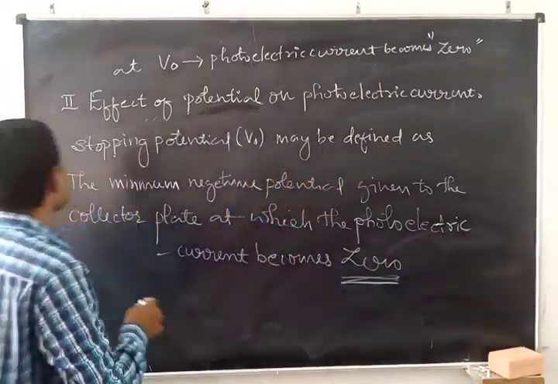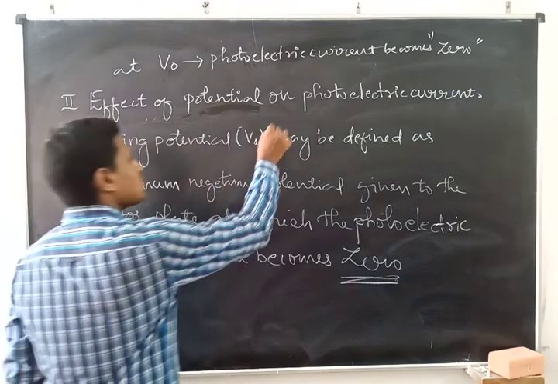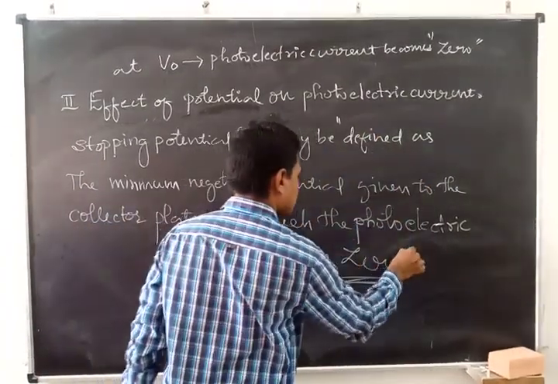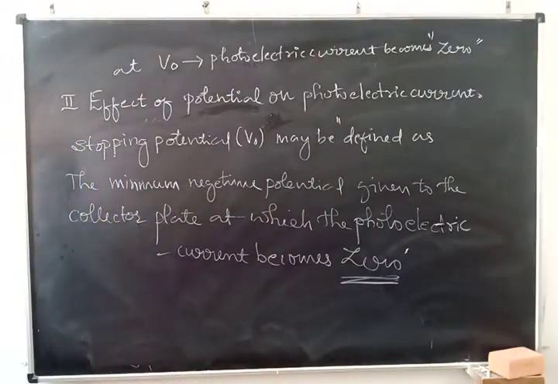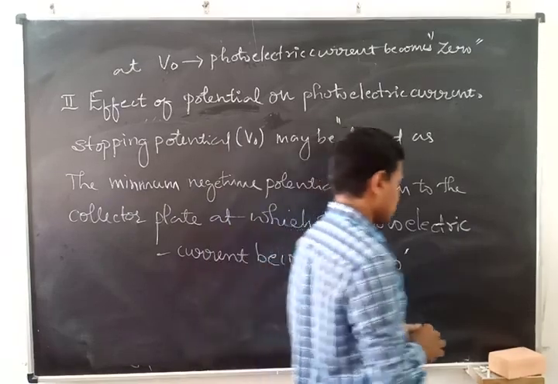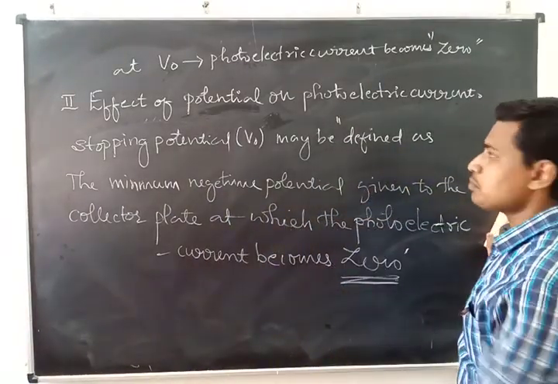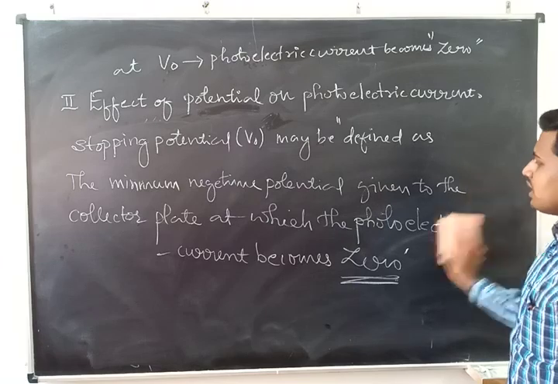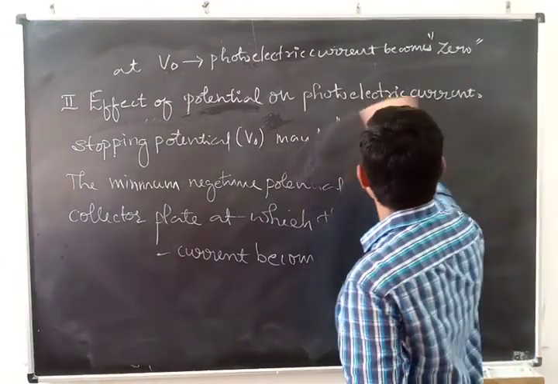Underline this point. Stopping potential may be defined as the minimum negative potential given to the collector plate at which photoelectric current becomes zero. So next, please go through this definition, which is very important for 1 mark. And even these experimental studies are also very important.